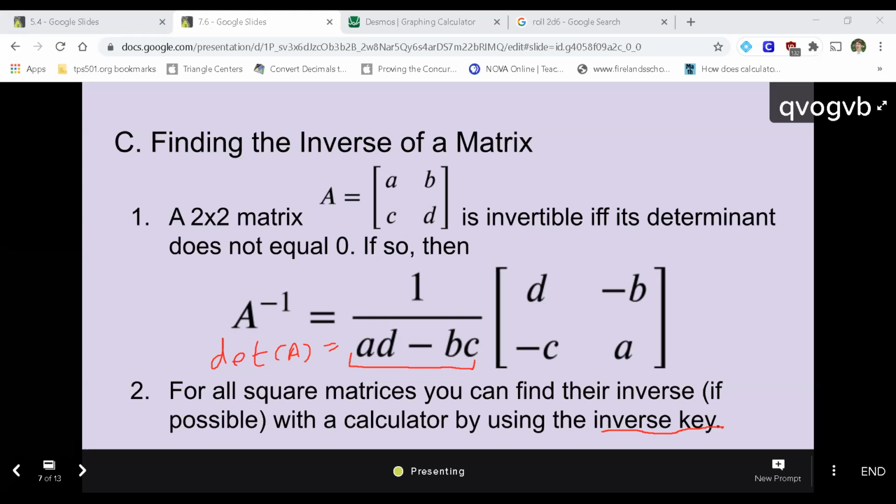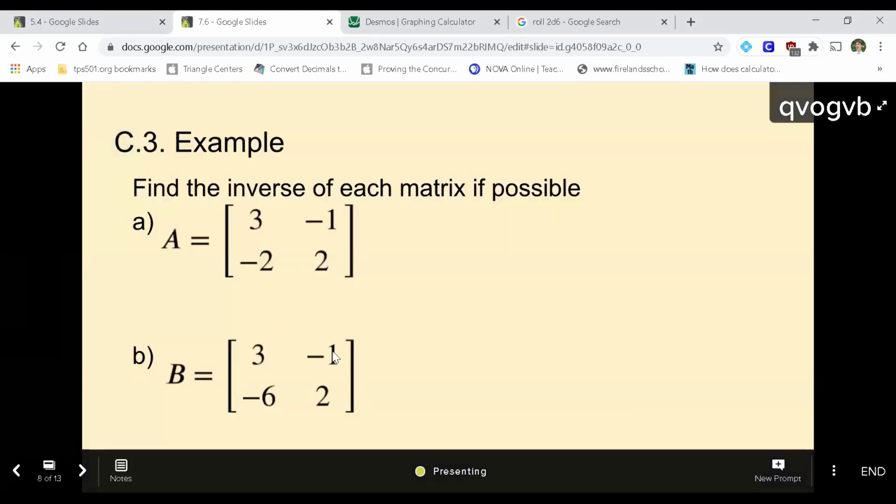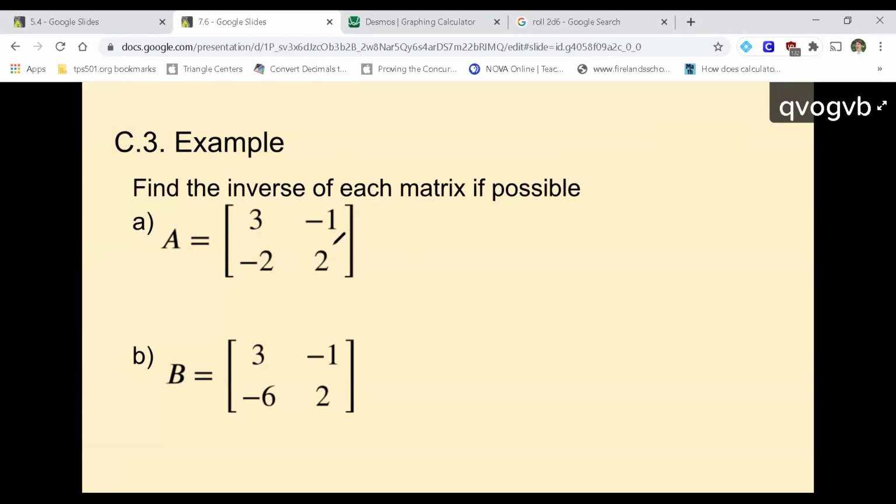Okay, good to go on? Anybody need more time? Sweet. All right, so let's do an example. I'm going to find the inverse of each of these matrices. First matrix is 3, -1, -2, 2. Second matrix is 3, -1, -6, 2.